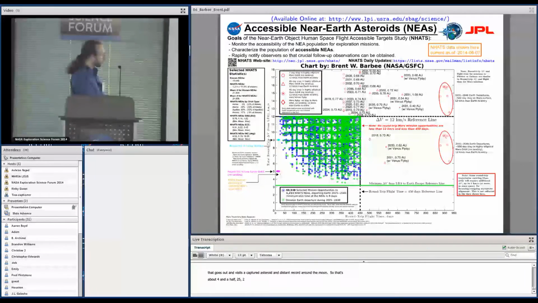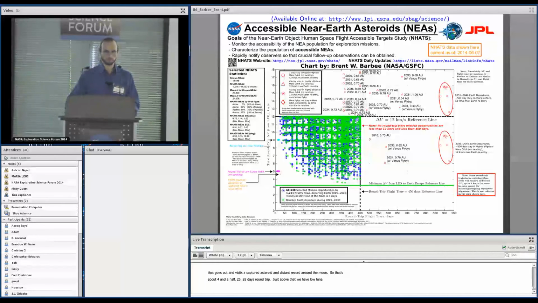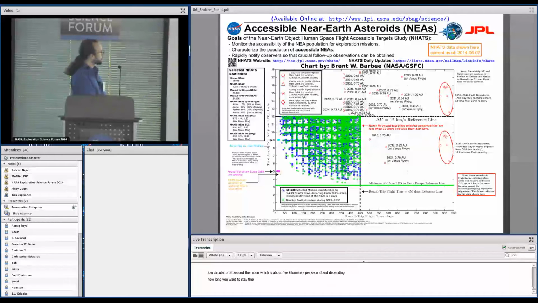Just above that, we have low lunar orbit, going to a low circular orbit around the Moon, which is about 5 kilometers per second, and depending on how long you want to stay there, could be a week or two. To do a round trip to the lunar surface is about 9 kilometers per second. That's right here. Similar time frame. And then all these points out here are various types of missions to Mars.